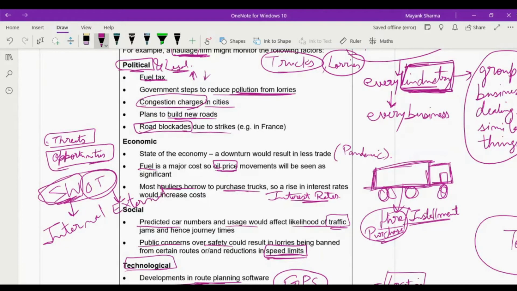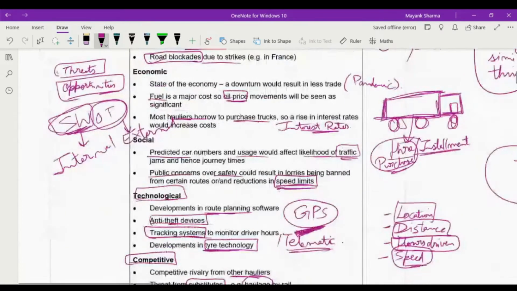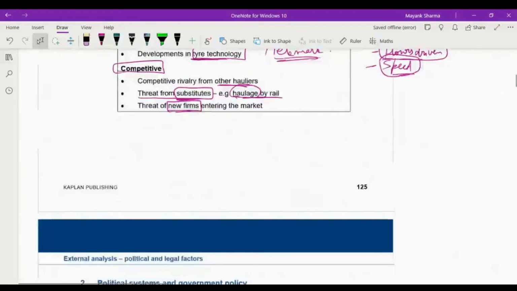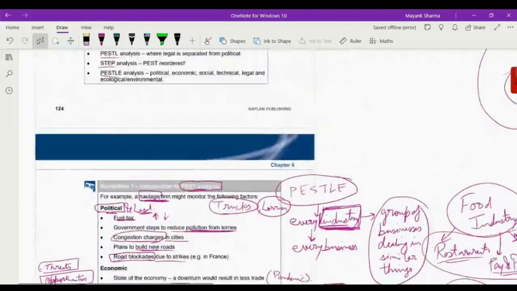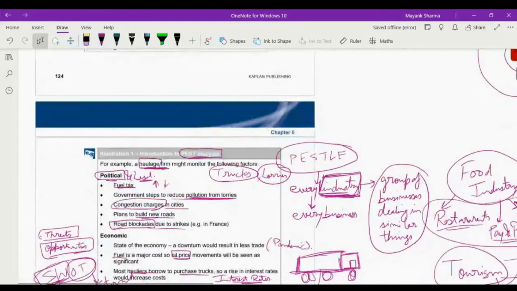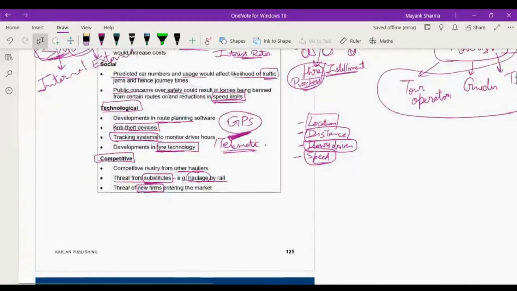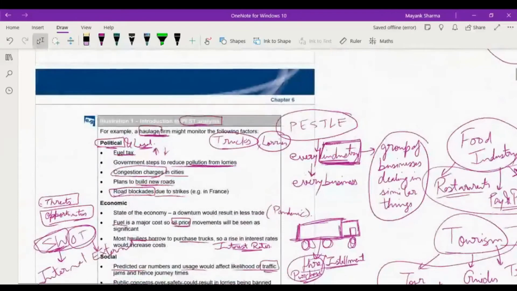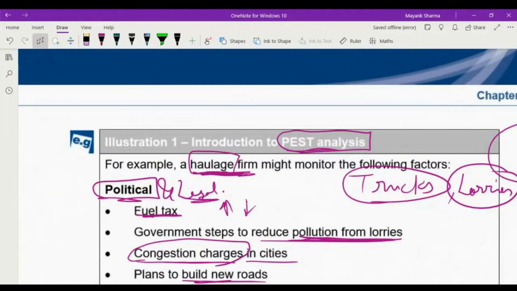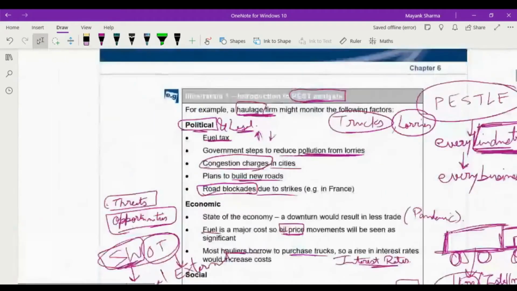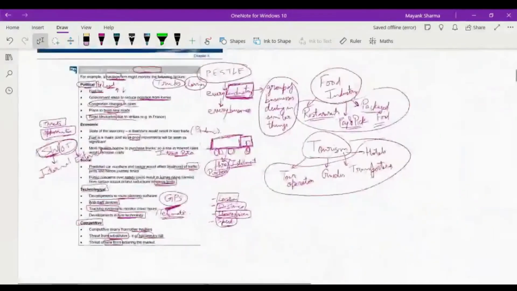Just trying to create a link between this and the other chapters. So this is how we can do PEST analysis for any kind of firm, in any kind of industry. And this is very important while doing business, because it helps you devise plans, it helps you take the right decisions, it helps you make the right strategies.